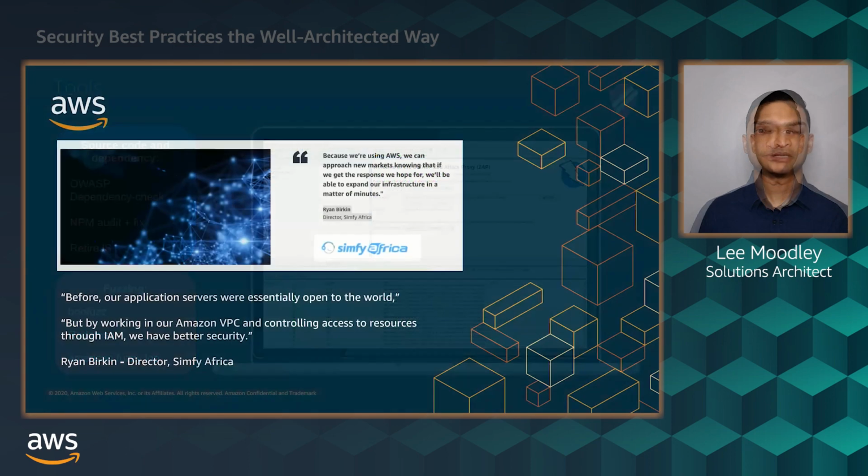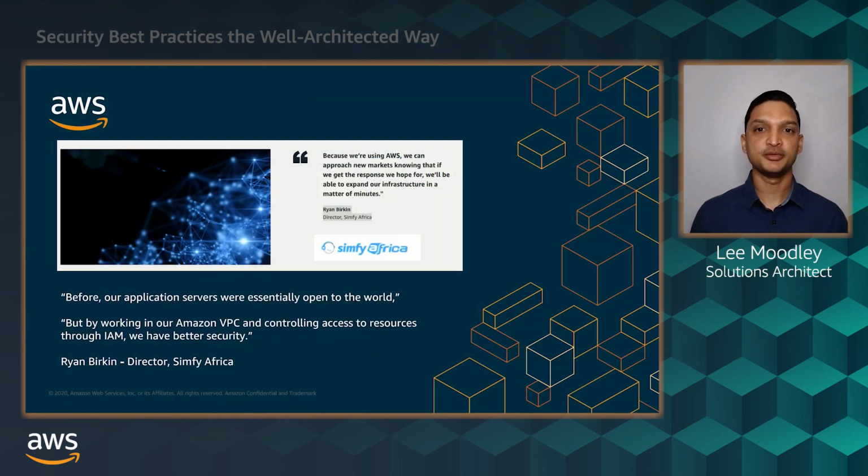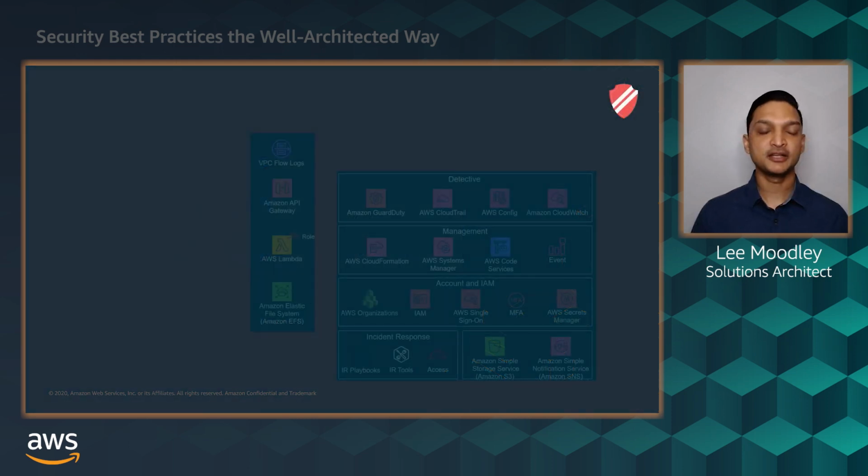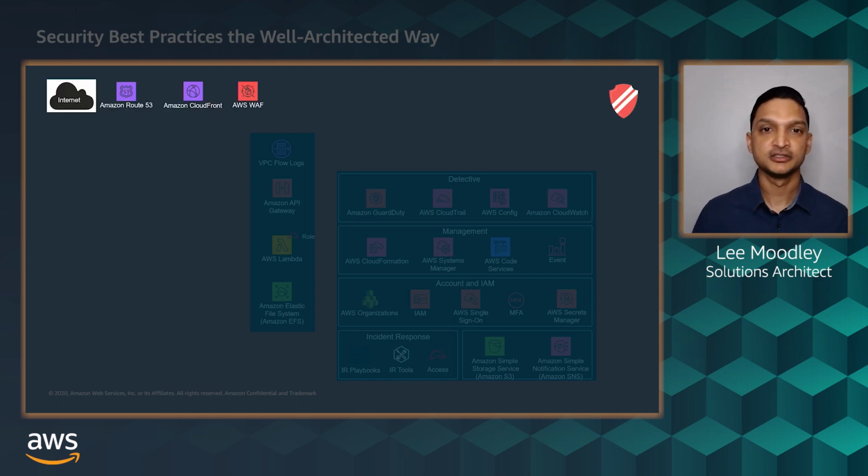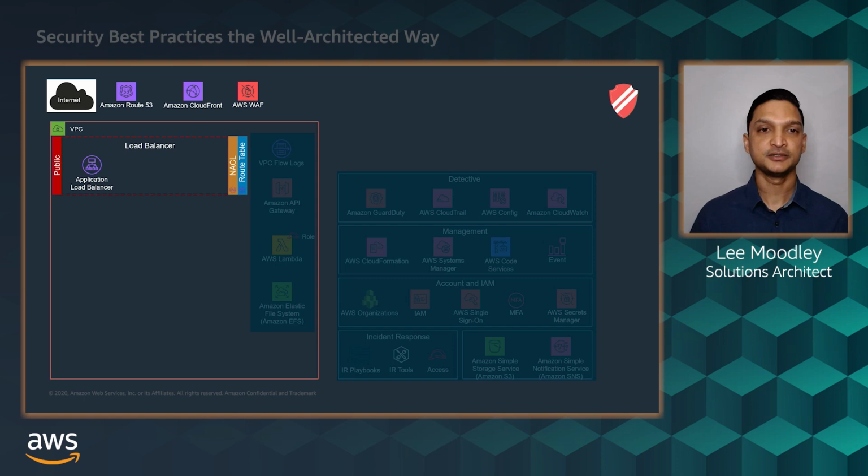Simfi Africa took advantage of the AWS VPC, security groups and IAM to ensure that the infrastructure is protected and that they have better security at the infrastructure layer. Now we go back to our architecture and have a look at how we've implemented all the infrastructure protection. At the perimeter layer, we've got Route 53, CloudFront, and AWS WAF that's protecting our perimeter.